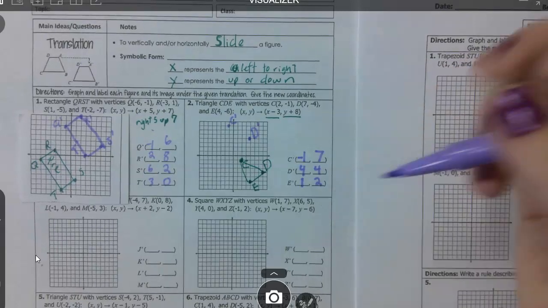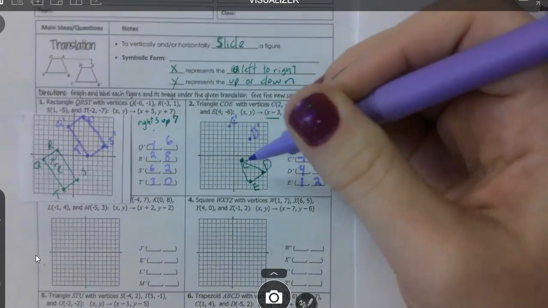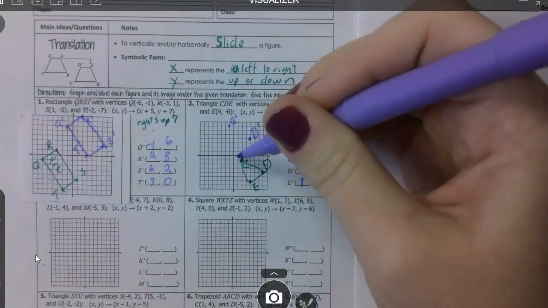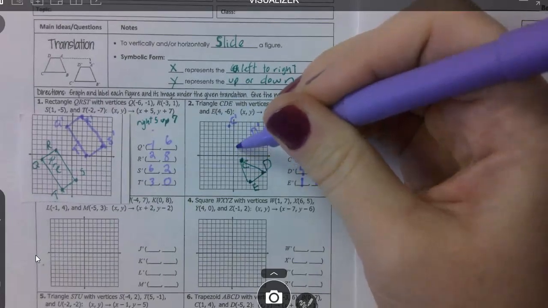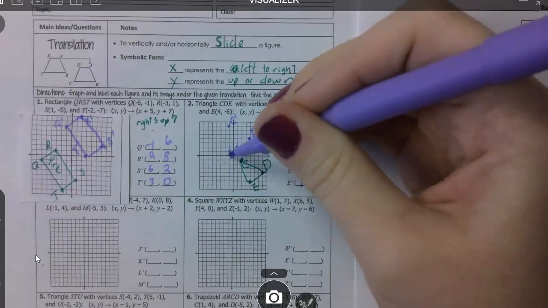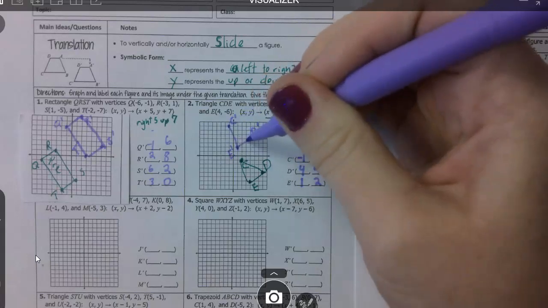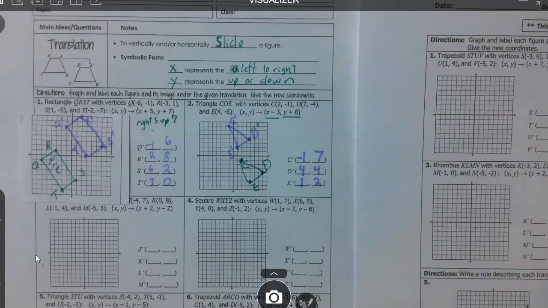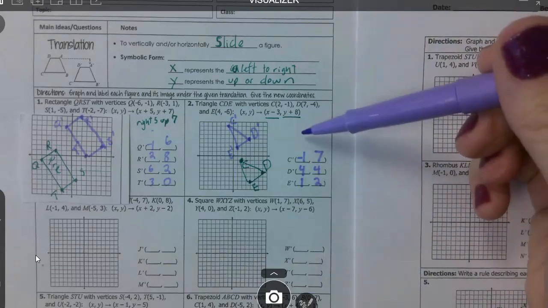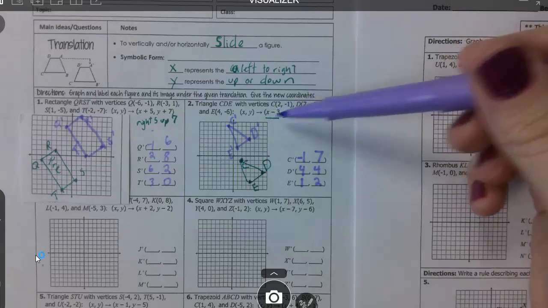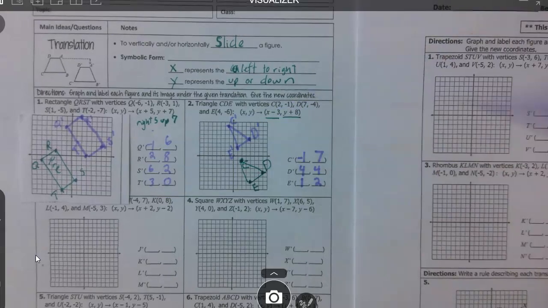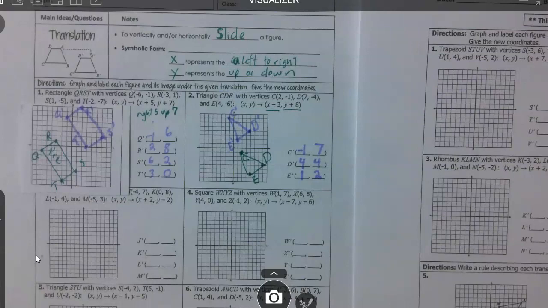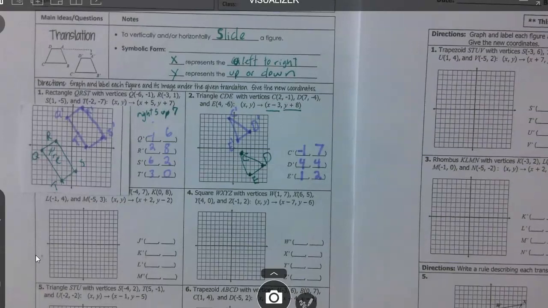E prime is at 1, 2. So over 1, up 2. And there is E prime. There's a triangle. Oh, that was wonderful. Personally, I really like using this method where we just do the addition or subtraction and then draw the triangle or whatever it is where it needs to be. Okay, so now that you know both ways, you can decide which way you feel the most comfortable with.